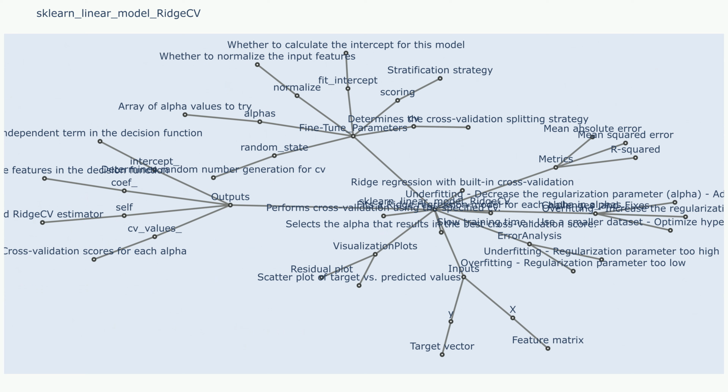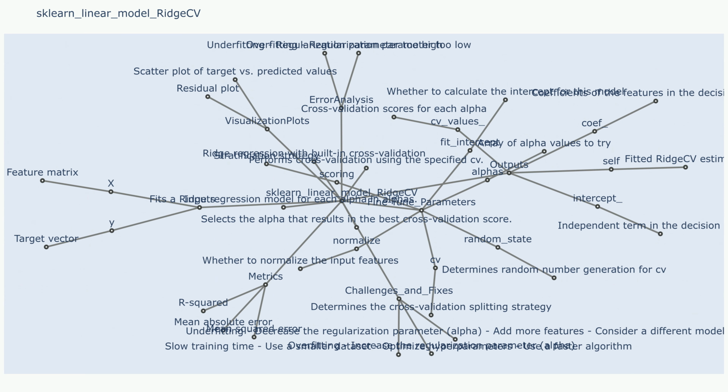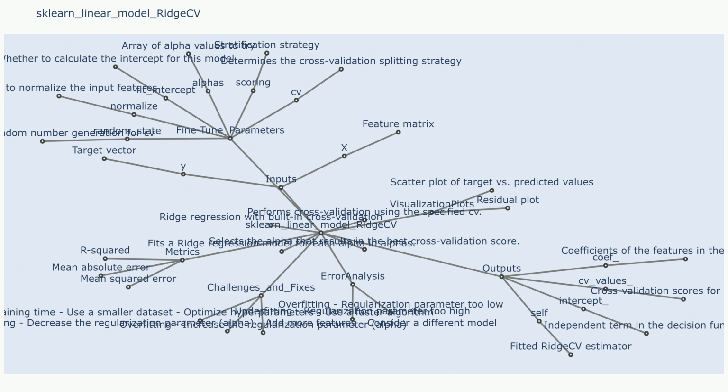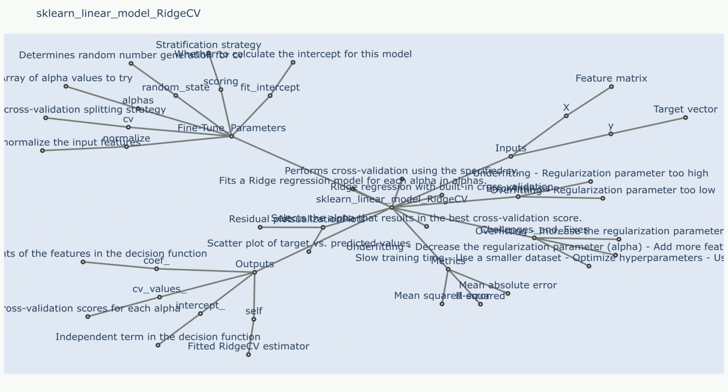Steps. Cross-validation, the input data is split into multiple folds. For each alpha value in the alphas list, the model is trained on all folds except one, and the error is calculated on the held out fold. Error calculation, the mean squared error or other specified scoring metric is calculated for each alpha value on the held out folds. Optimal alpha selection, the alpha value that minimizes the average cross-validation error is chosen as the optimal alpha. Model fitting, the ridge model is finally fitted using the optimal alpha value on the entire dataset.